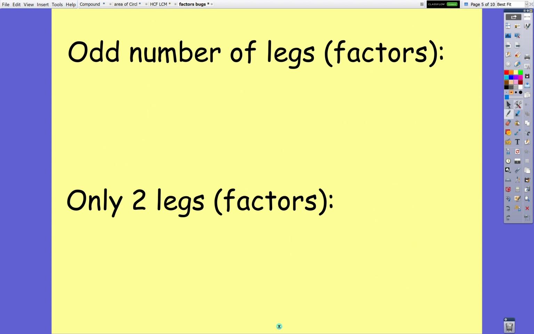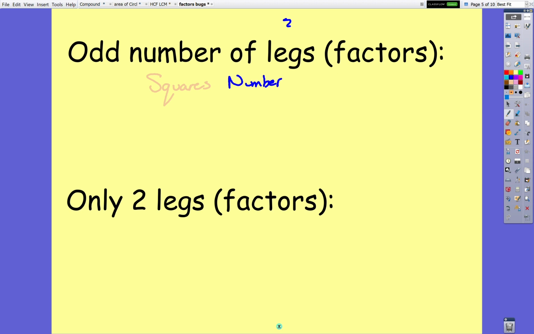Right, so here, as we just said, if it's got an odd number of legs, that's what we know as square numbers. That's not the best pen in the world to use, is it? So let's just change my pen colour to a blue. There we go. So, square numbers.